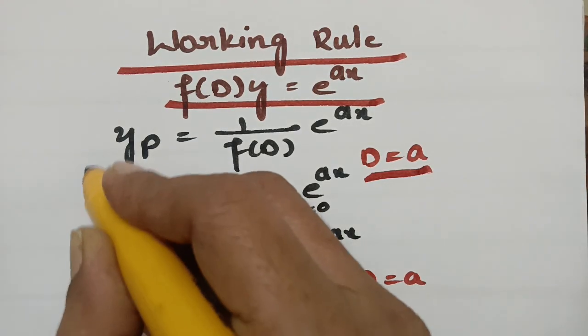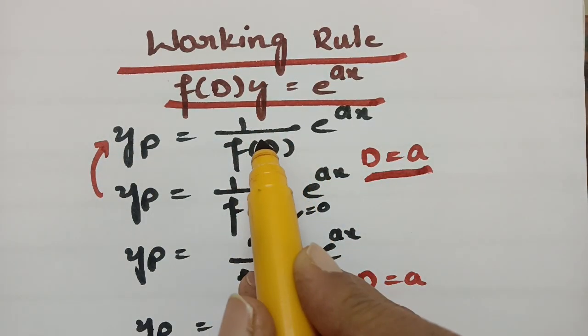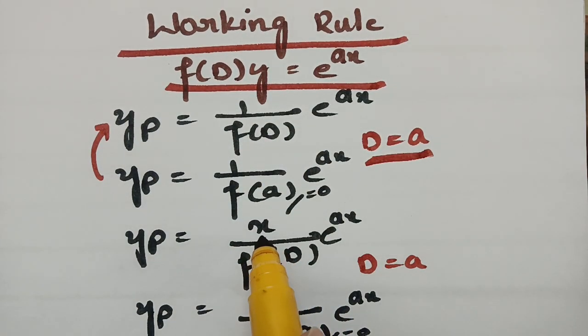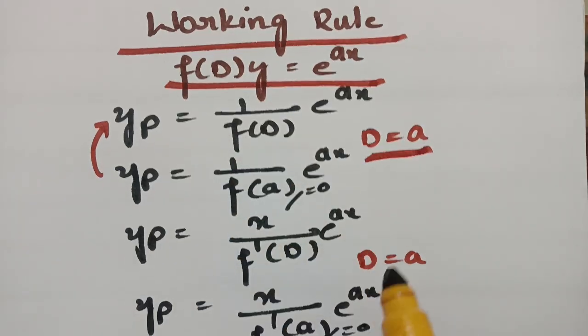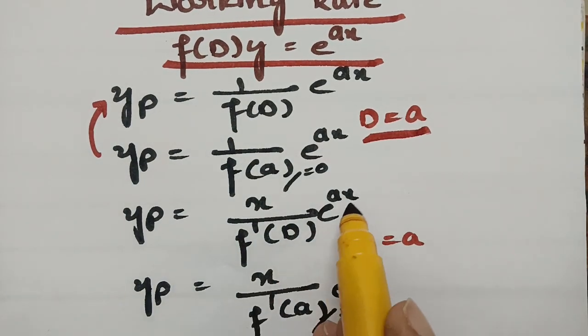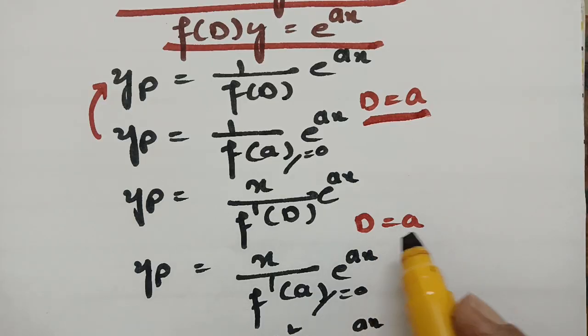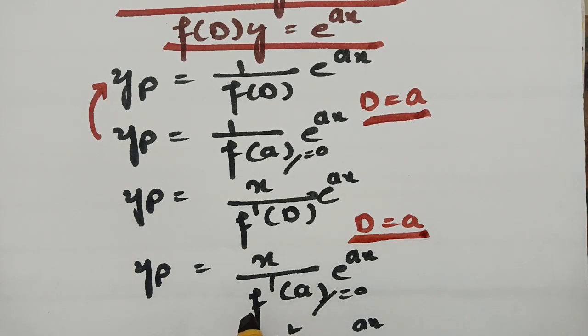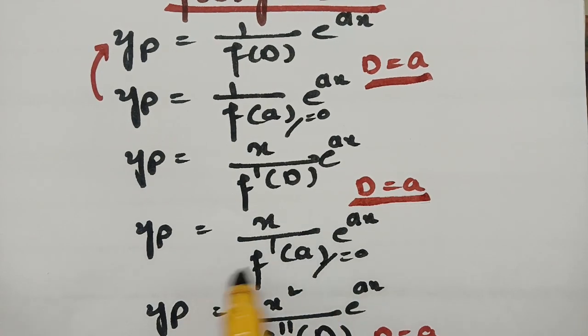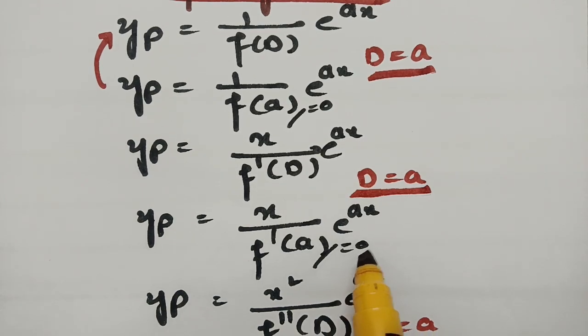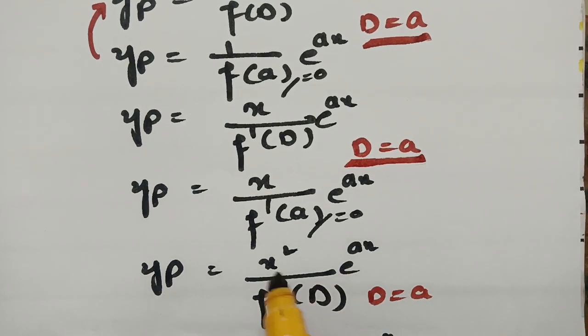In the previous step, we have to make a derivative for this. So we have to keep one x in the numerator. So 1 by f(D) becomes x into 1 by f dash of D into e power ax. And again we have to substitute D is equal to a. If you get a value here after putting D is equal to a, leave it as it is. If it's going to become 0, then see here.